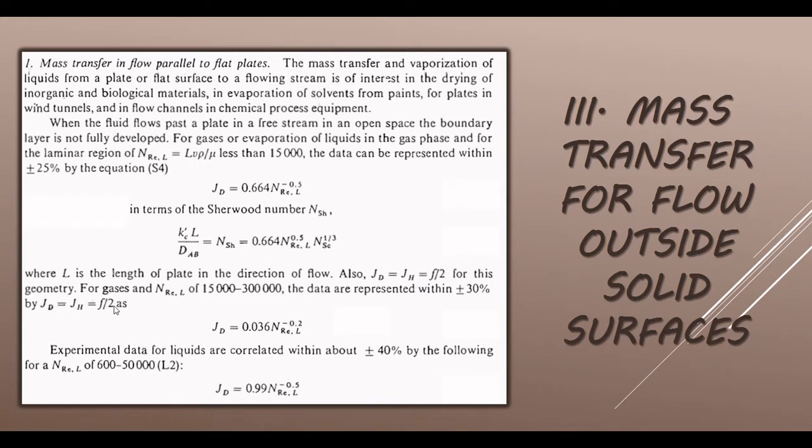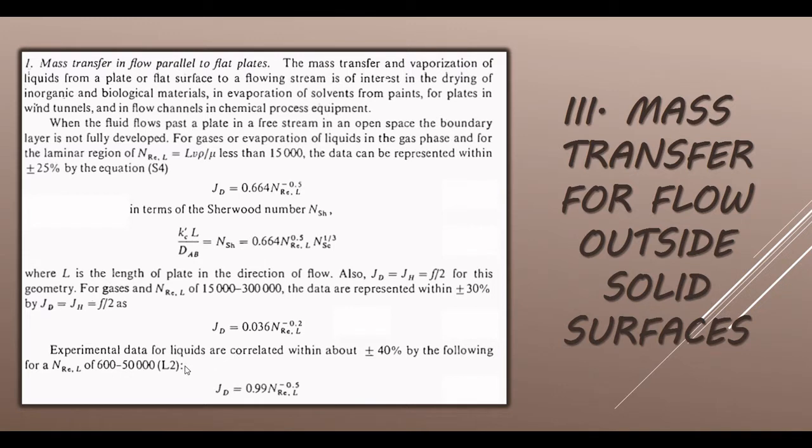Now, for this geometry, and for gases in which the Reynolds number is in the range 15,000 to 300,000, the data are represented within plus or minus 30% by the two dimensionless factors, J sub D and J sub H. So J sub D in this particular region, 15,000 to 300,000 for the Reynolds number, the appropriate J sub D dimensionless factor to use is 0.036 times the Reynolds number raised to negative 0.2.